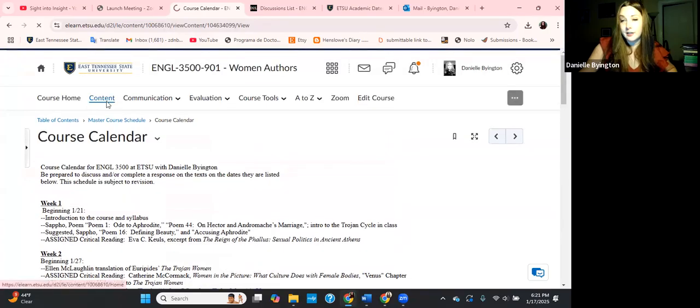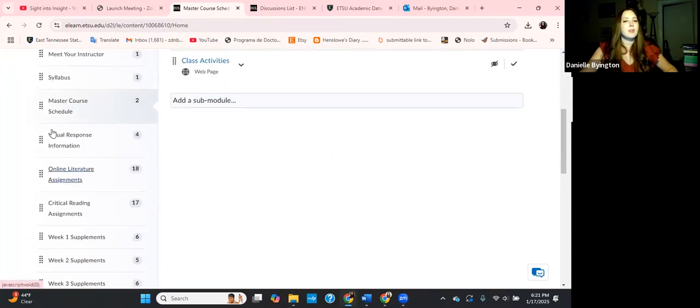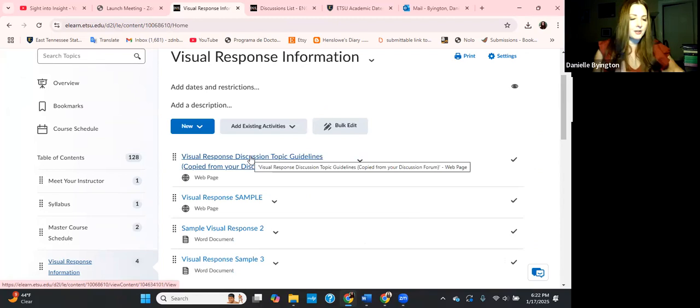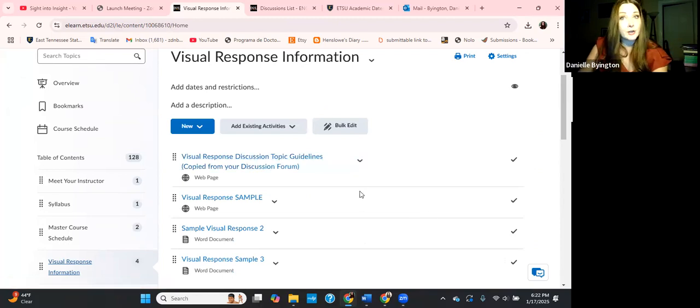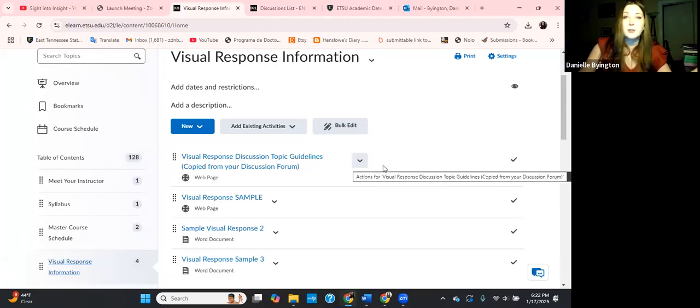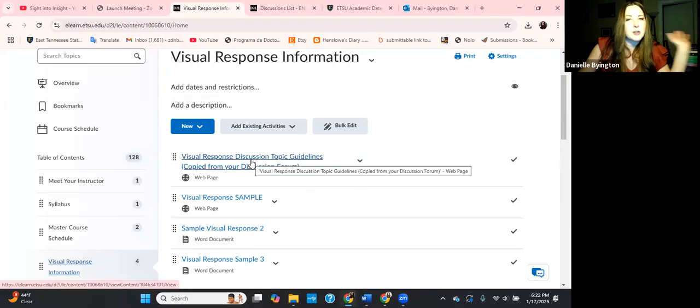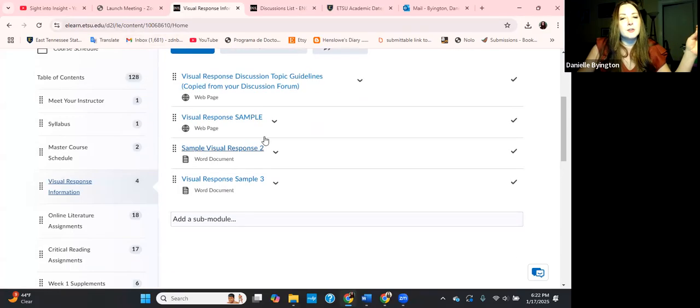And then in content, I also have a section for visual response information. Now, I have those guidelines that I just talked about, the what, how, when, where, all that. I've copied that and put that right here too. If for some reason it's easier for you to get to it this way, maybe because you're working on a tablet that particular night or whatever, the same instructions are right there. So you have them in 2 places. But also I have these samples here.